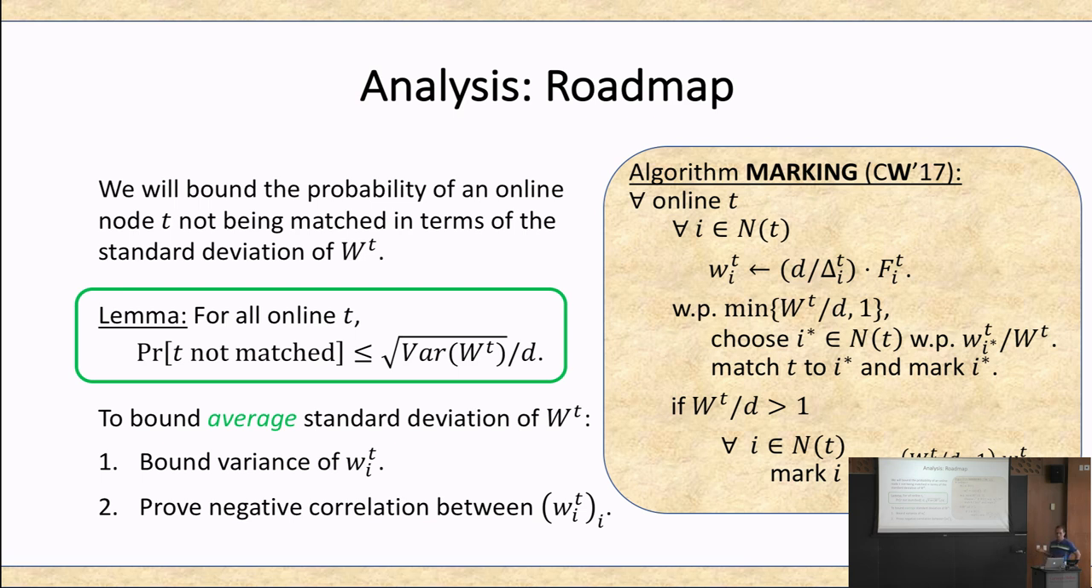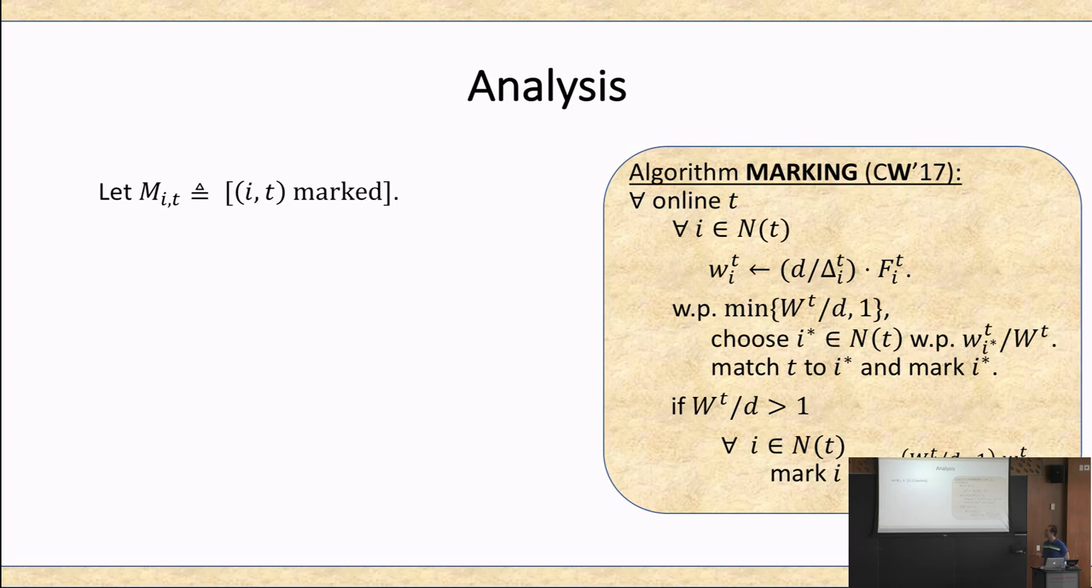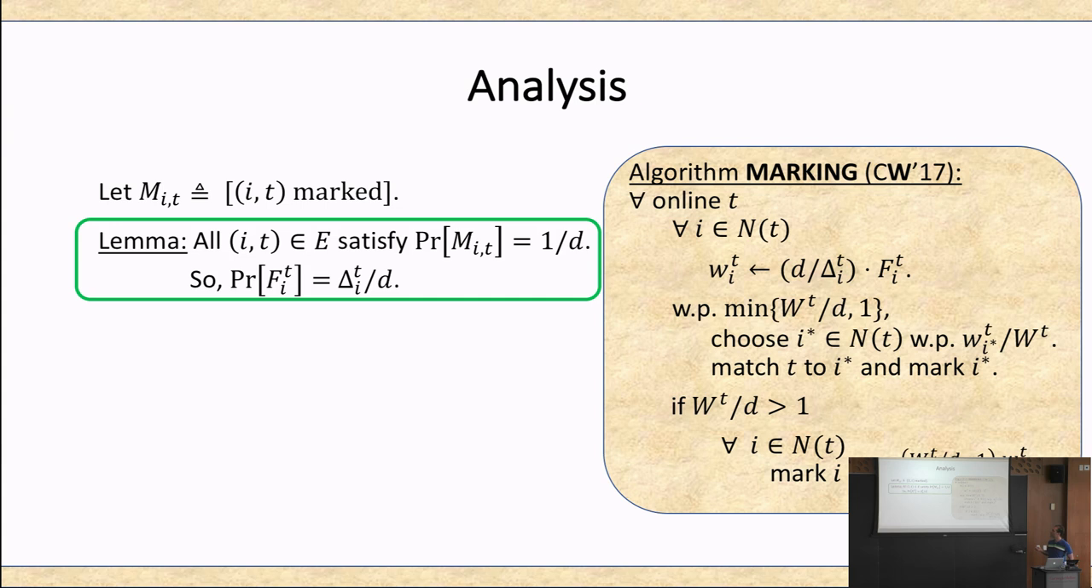All right. So in order to bound the variance of the weight WTI, let's get a little more in depth. Last notation, I swear. MIT is an indicator for the edge IT being marked. We wanted this to have probability 1 over d of being true. So that's indeed our first lemma: for every edge IT, the probability that IT gets matched, marked, is 1 over d.